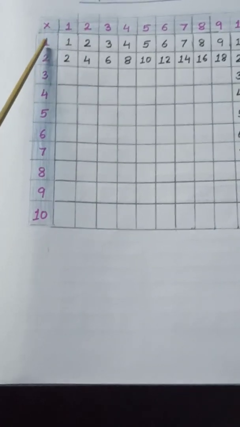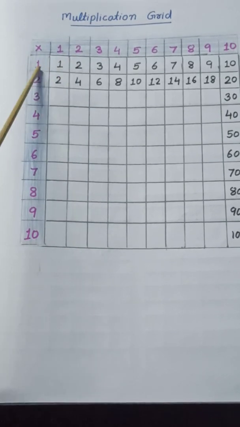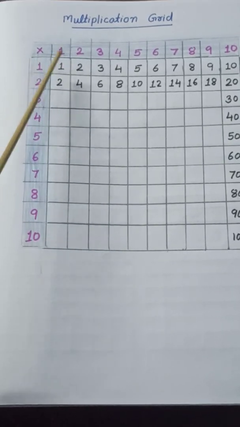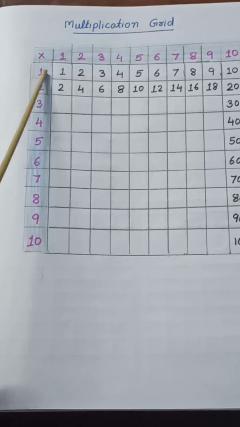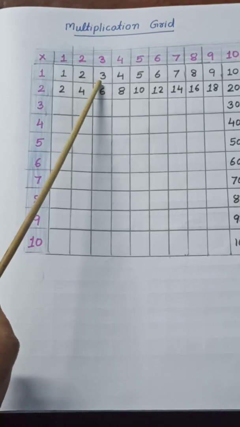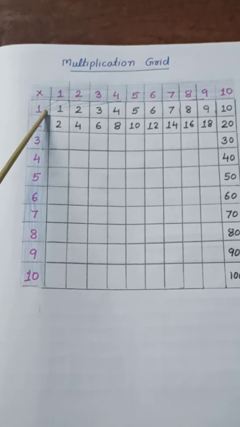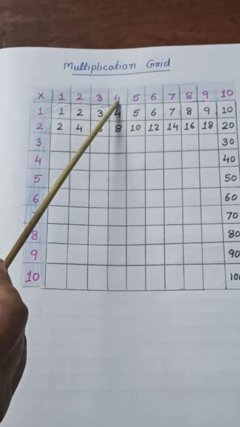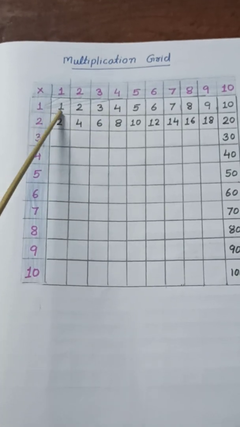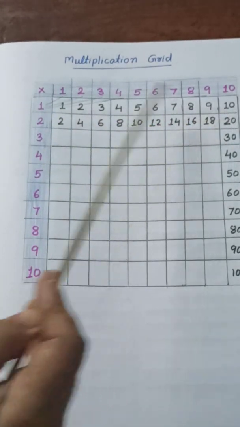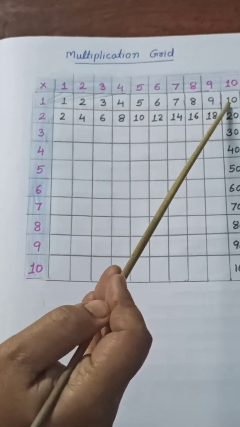Okay. Now to find this number 2, we multiply 1 by 2. That means 1 2s are 2. Then 1 3s are 3. Okay. Similarly, if we multiply 1 by 4, we get the product 4. Okay. That means this is the table of 1. You can see 1 2 3 4 5 6 7 8 9 and 10.